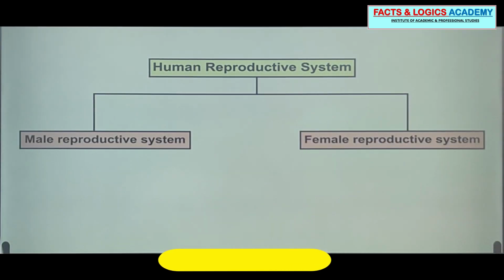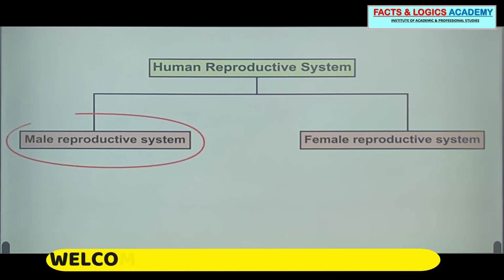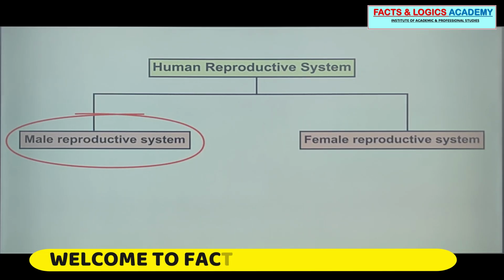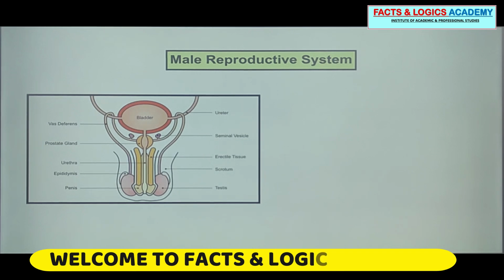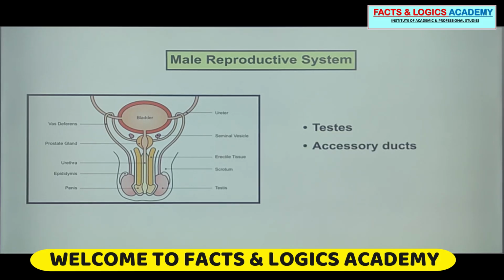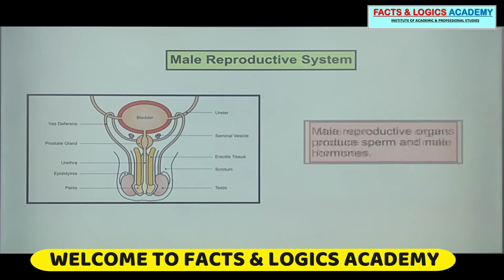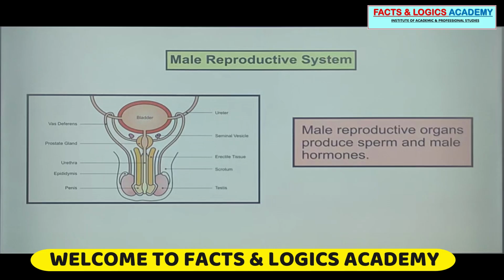In the previous video, we had an introduction of human reproduction, and we studied different parts of the male reproductive system along with their functions. So, let us quickly recall the male reproductive system. Well, the male reproductive system primarily consists of a pair of testes and its accessory ducts and glands. All these male reproductive organs function to produce and nourish the male gamete, which is the sperm, along with the secretion of the male hormones.